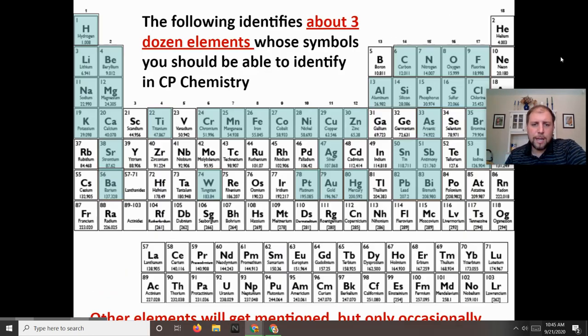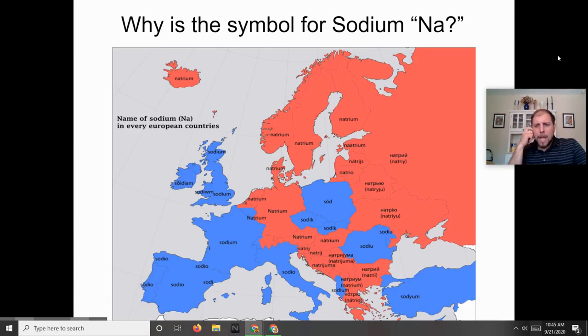Okay, so for example, here's a map of Europe, and here's what they call element number 11, sodium. In half of Europe, it's called some variation of sodium, sodio. In the other half of the nations, it's called some variation of natrium or natrio or natri in Russia, okay? Or natriju in Belarus, all right? So in that case, they win this. All right. So we give it the symbol Na because that's what half of the world calls it.